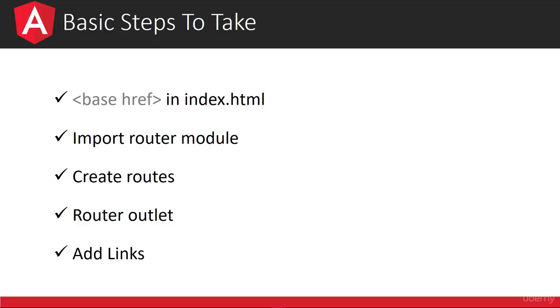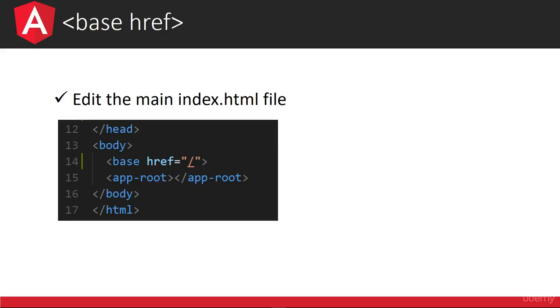So first thing we'll do is we add a base tag to the index.html file. Then we need to import the router module into the app.module.ts file. Then we create our routes. We create them in an array, basically saying what URL we want to go to what component. Then we add a router outlet to the main app component, and then we just add links that will point to certain URLs that'll load certain components. So it's actually pretty easy to set up now.